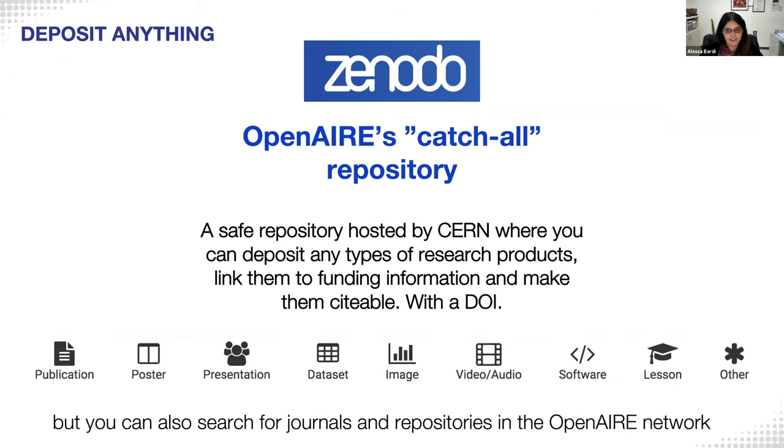Zenodo. So if you never heard about Zenodo, please go on zenodo.org and start using it, because you will very easily get a DOI for your research product, and you can publish there basically whatever you want, if it's, of course, related to research.